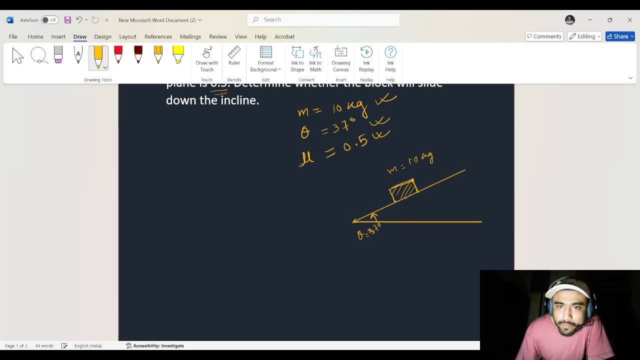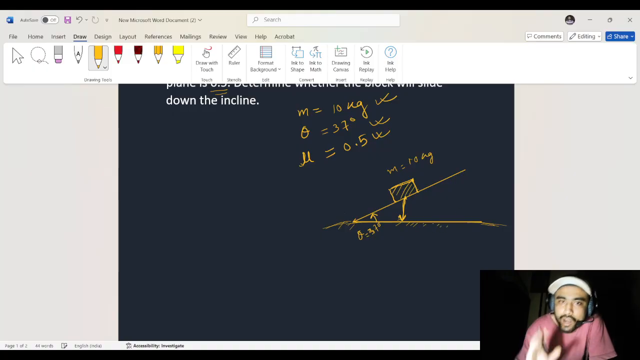So basically the weight will be acting along this direction. You may ask why the block is placed on an inclined plane. But let me tell you that the horizontal surface is on the surface of Earth. This is the surface of Earth.